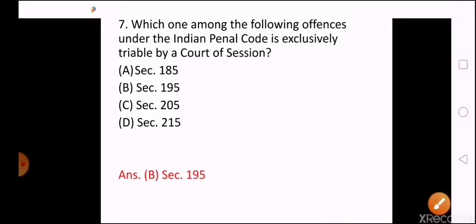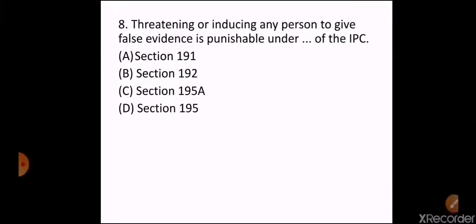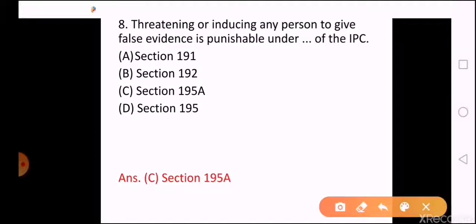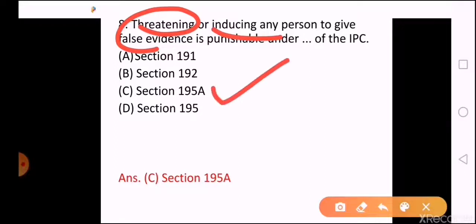So, the next question is, threatening or inducing any person to give false evidence is punishable under which section of the IPC? The options are section 191, section 192, section 195A, section 195. The correct answer is option number C, that is section 195A of the IPC. So, if you threaten or induce any person, you will be punished under section 195A of the IPC.